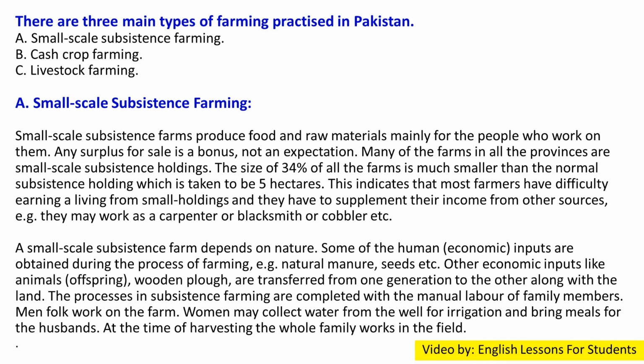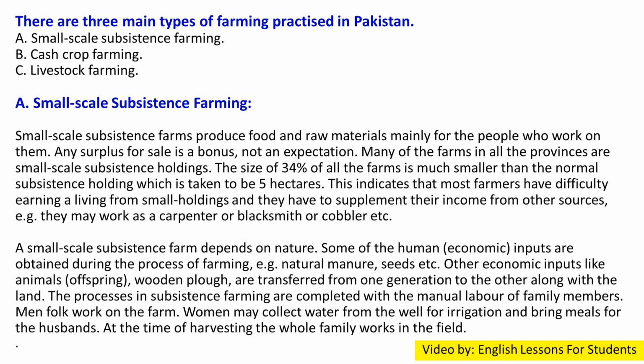There are three main types of farming practiced in Pakistan: small scale subsistence farming, cash crop farming, livestock farming. Small scale subsistence farming. Small scale subsistence farms produce food and raw materials mainly for the people who work on them. Any surplus for sale is a bonus, not an expectation.